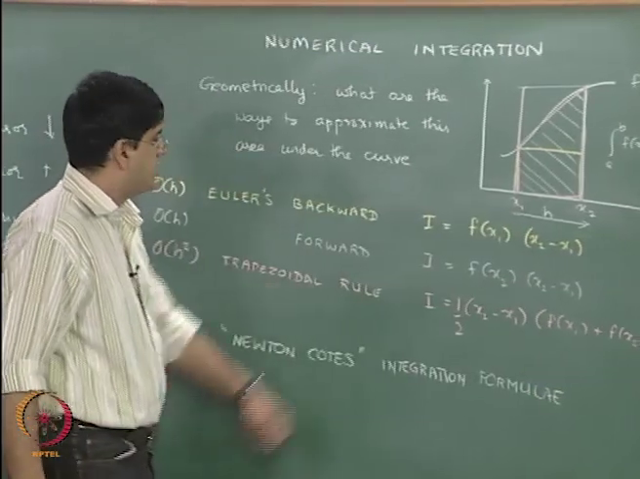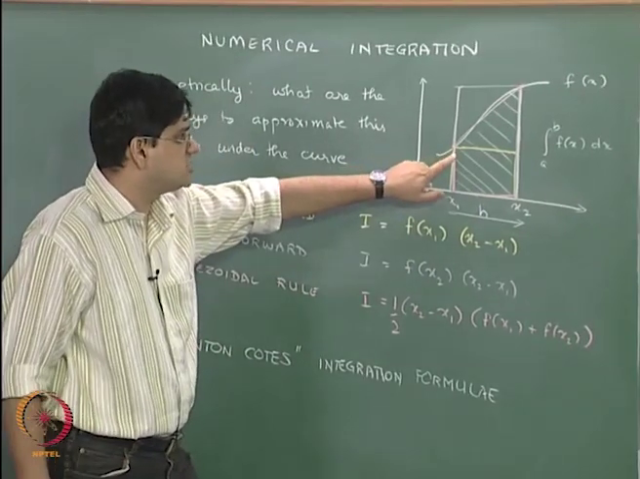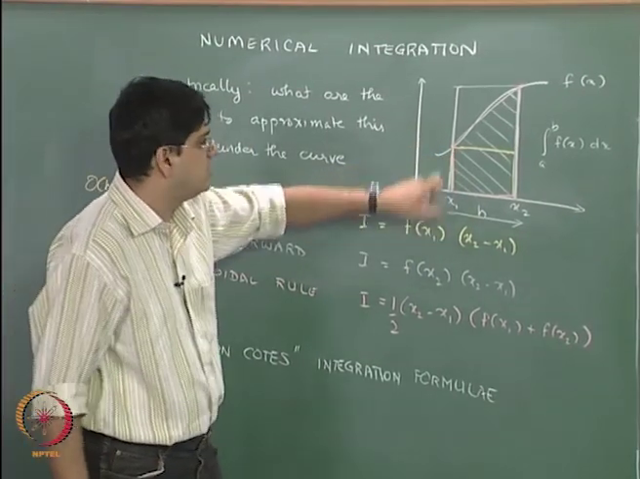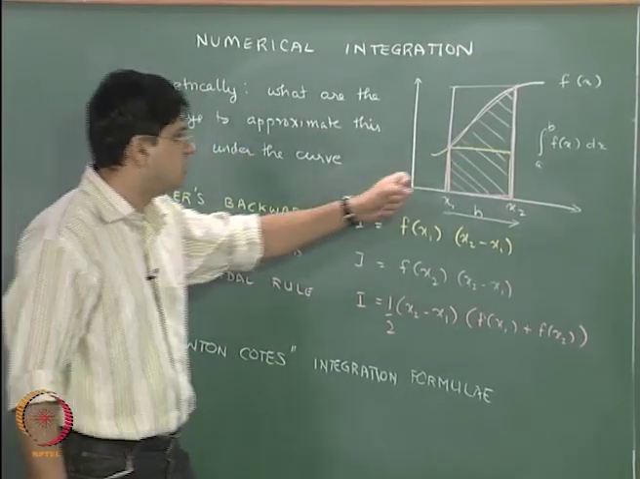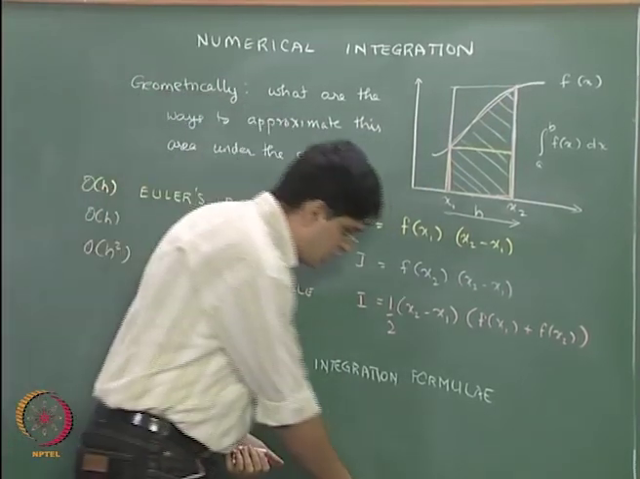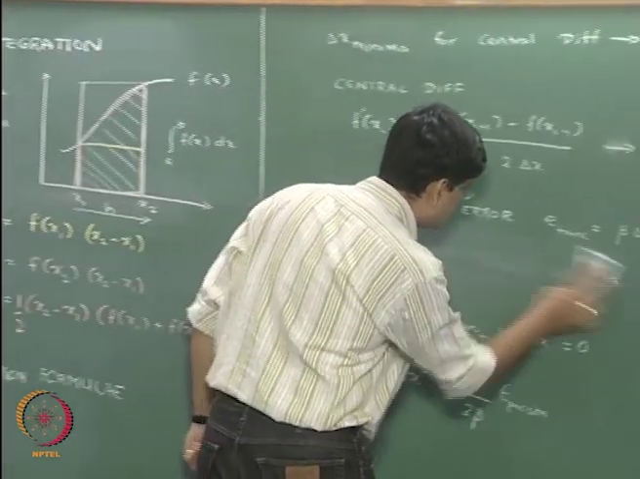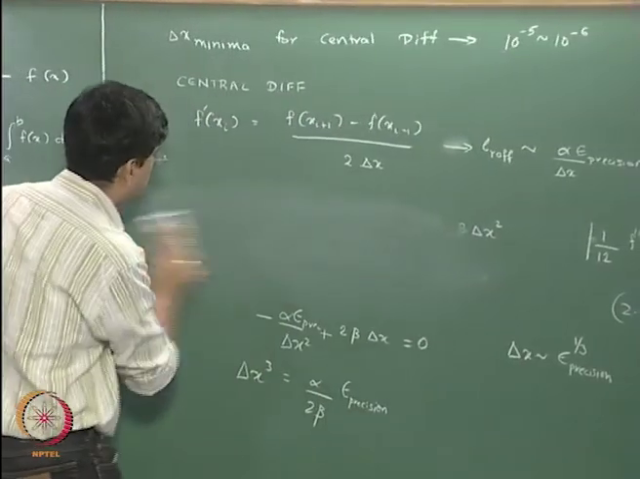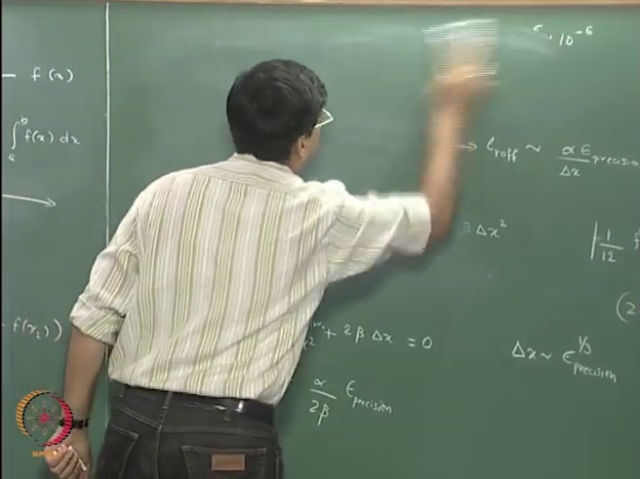Okay. In the forward and backward Euler's, in the Euler's method, we use the function value only at one point and create a rectangle. In the case of the trapezoidal rule, we use the function value at 2 points and create a trapezoid. We have higher order Newton-Cotes formulae where we will use 3 points, 4 points and so on and so forth in order to create a more accurate method.